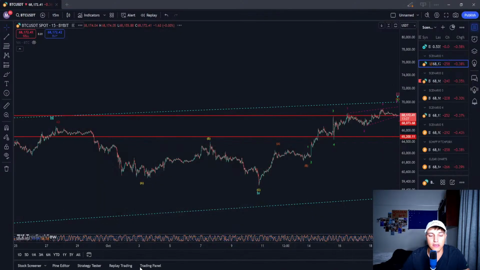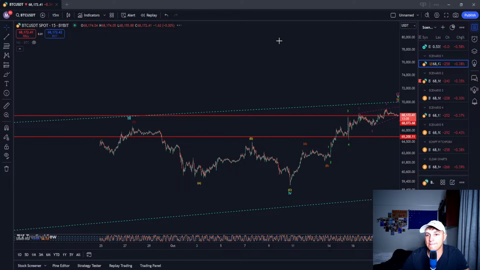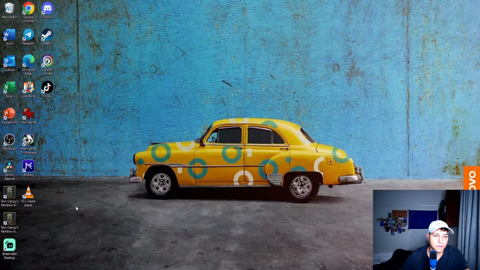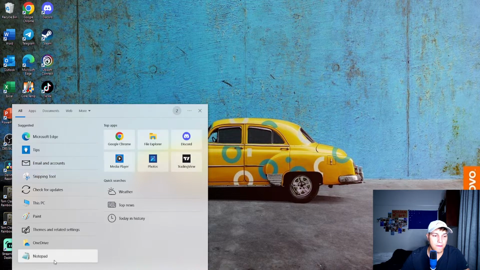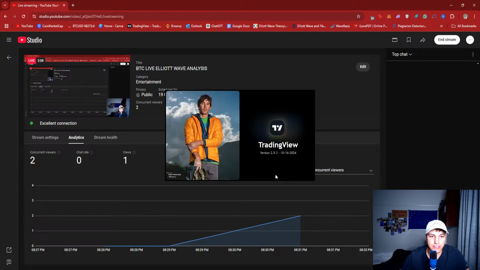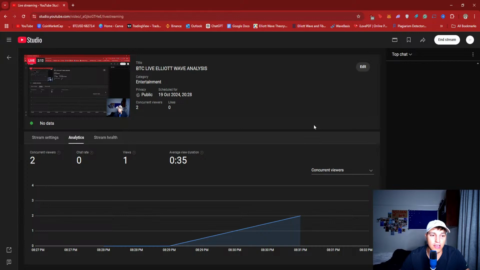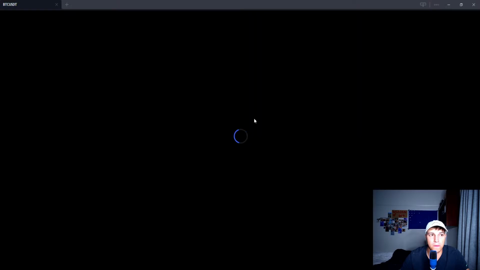Why is this thing lagging? Oh, TradingView. Lovely. It's not working. Thank you. Okay, let's see if it works now. Sorry, everyone. Let's see if it starts to open up. I don't know why this is taking so long, but all good. How's everyone doing? Let's see if this loads now better.